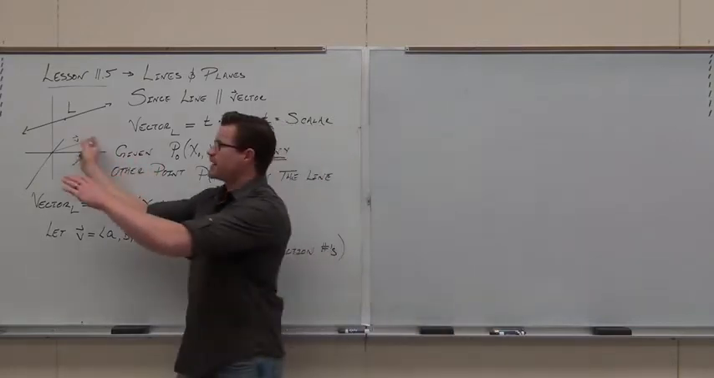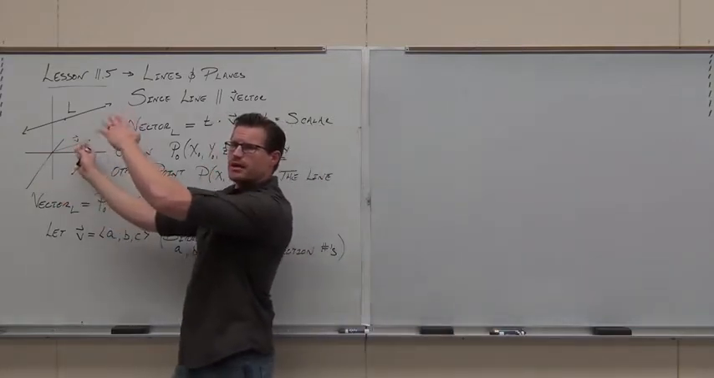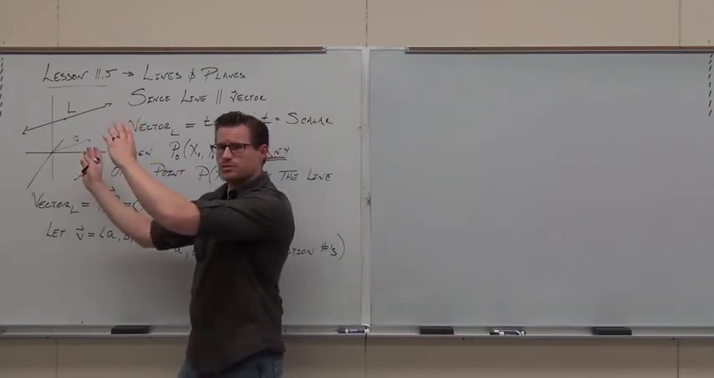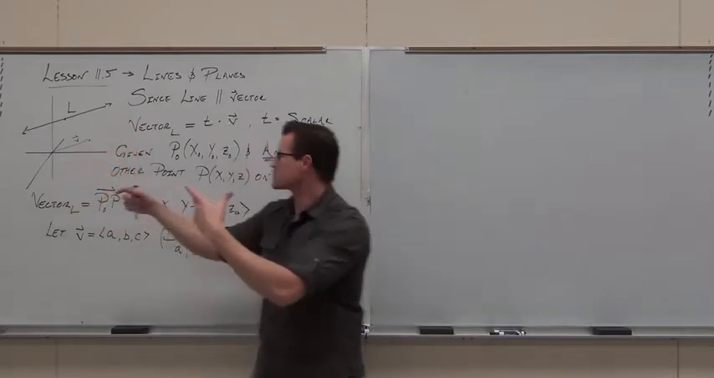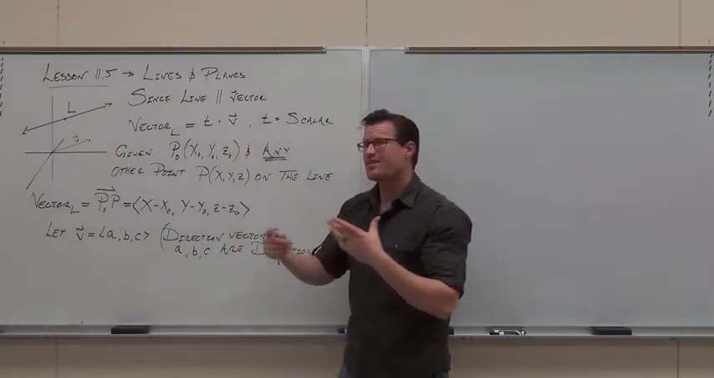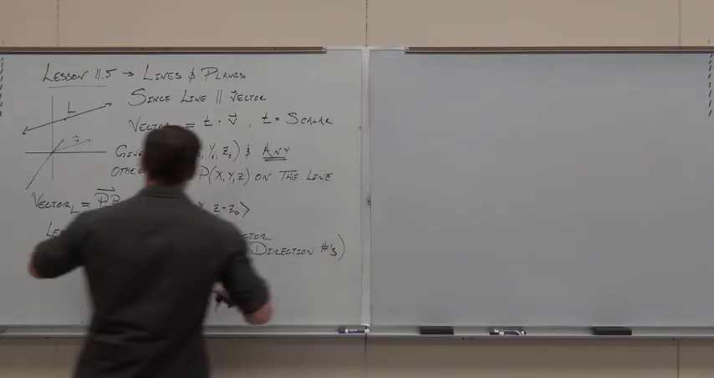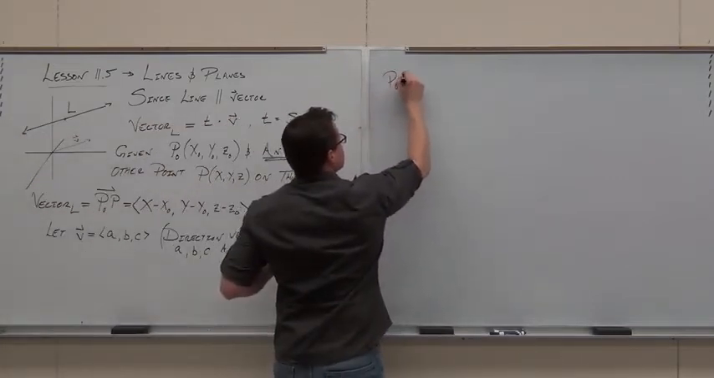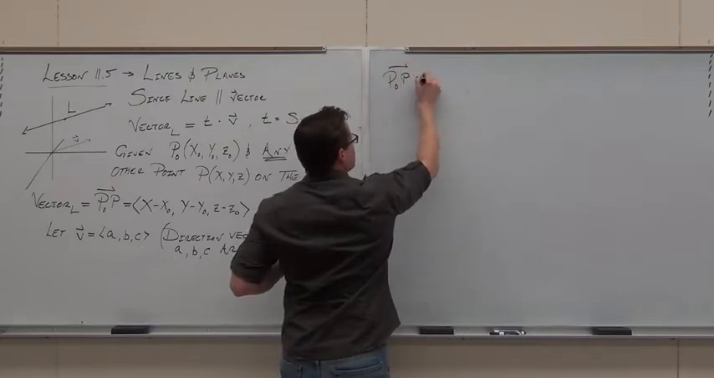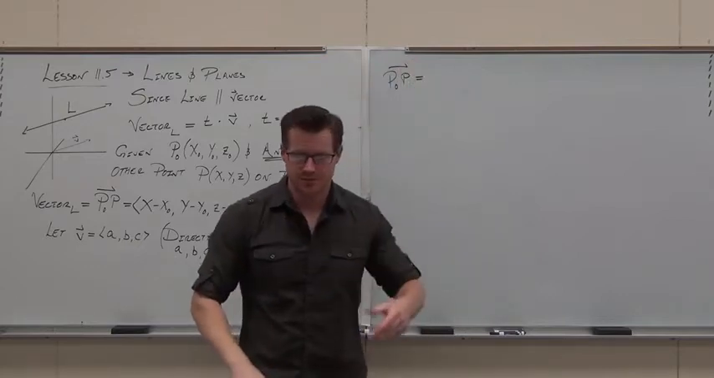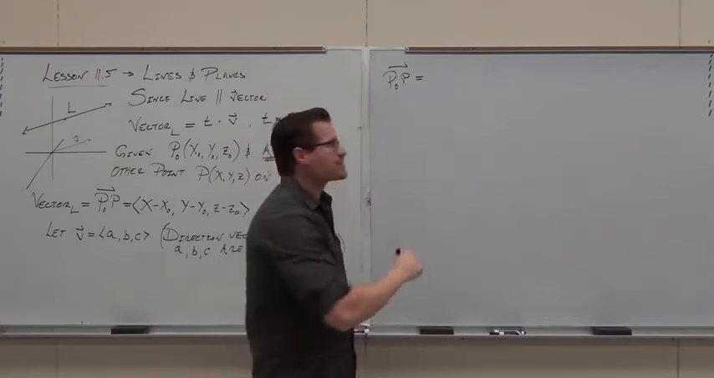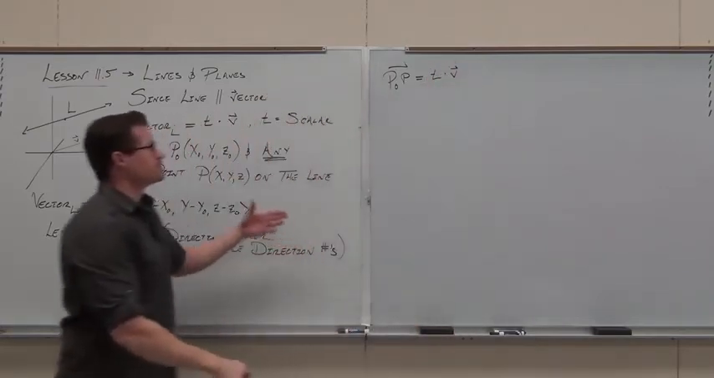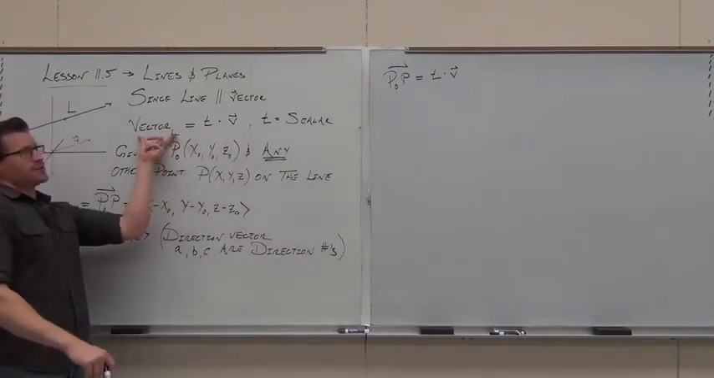I know that if this vector is in the same direction as my line, then they are parallel. If they are parallel, then they are scalar multiples. If they're scalar multiples, let's use T as the scalar, then here's what I know. The direction of my line, that's the vector of my line, has to be this. We literally have it right here.